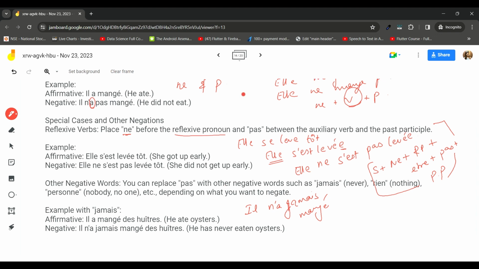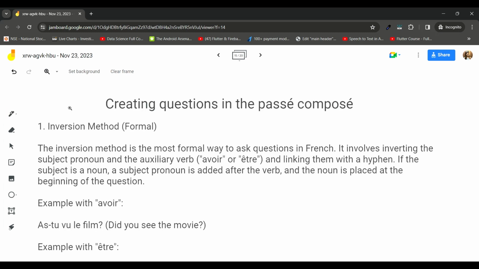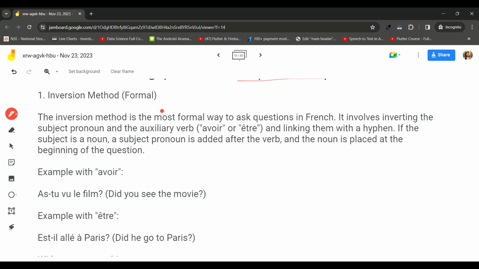Quite simply, like we do our normal negations. Finally, you have creating questions in passé composé. How can you create questions? There are three ways. First is inversion method, right?